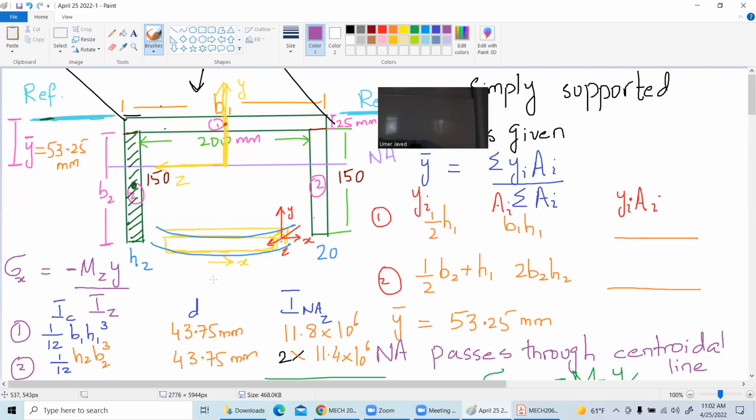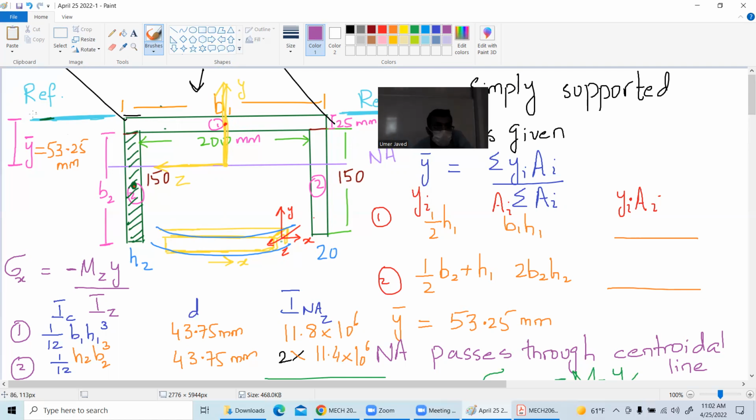Okay, for maximum tensile stress, I have negative 118.75. So let's do it together. How can you find the maximum tensile or maximum compressive stress? You have to go from the neutral axis line of the structure to the maximum distance.